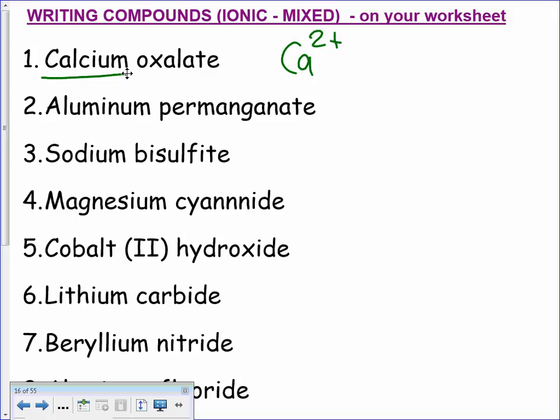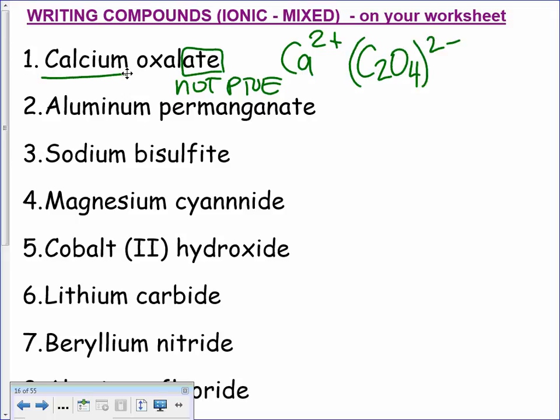Okay, oxalate. Do you see that ending? The ending means it is not an element on the periodic table. It means it's on your what list? Polyatomic ion list. Tell me what oxalate is. Is it on there? C2O4 2-. Yes. Right, there's calcium, and then there's oxalate.